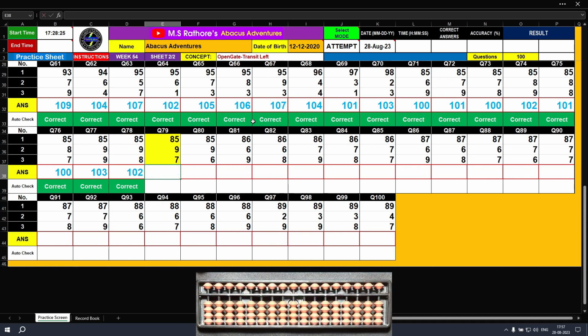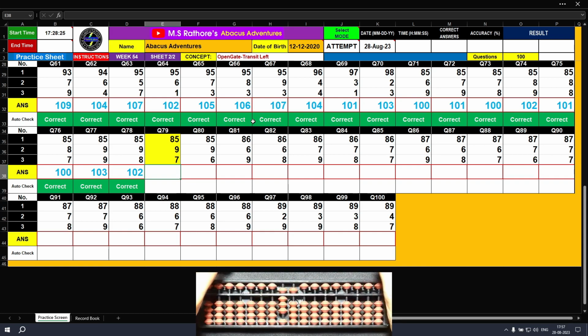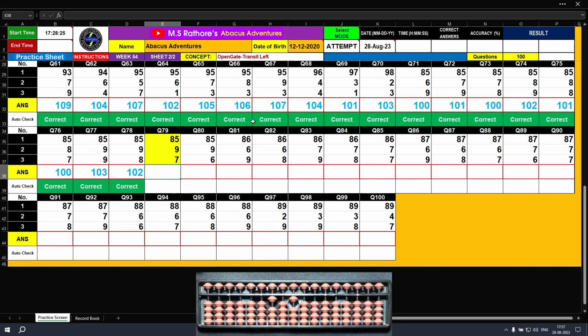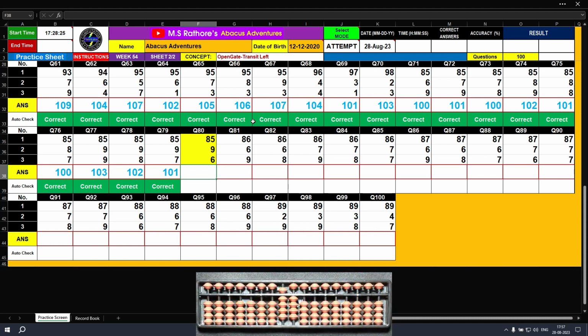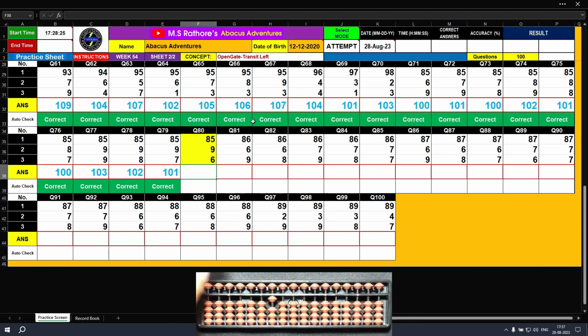Question number 79. Plus 80 plus 5 plus 9 plus 7. The answer is 101. Question number 80. Plus 80 plus 5 plus 9 plus 6. The answer is 100.